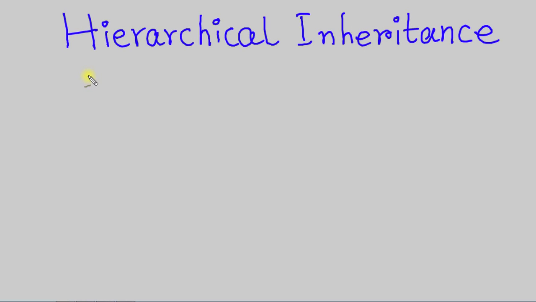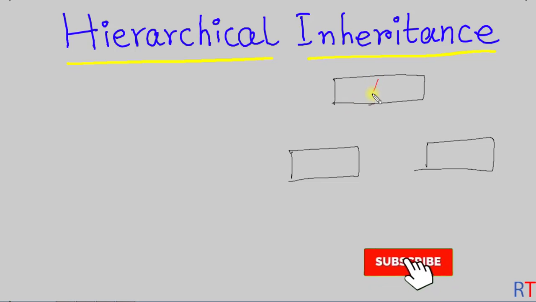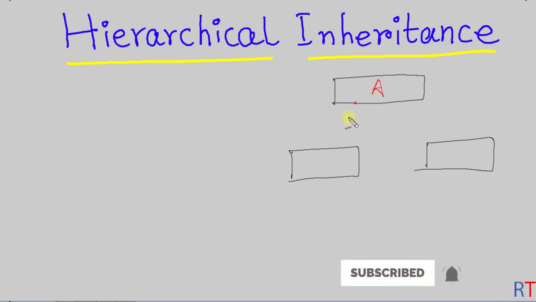Hey, what's up guys? In this video we're going to talk about hierarchical inheritance in Java. In hierarchical inheritance, one parent class can have multiple child classes. For example, we can have one parent class A which has the child classes B and C. This creates a hierarchy of classes where both of the child classes can acquire the properties of the parent class.